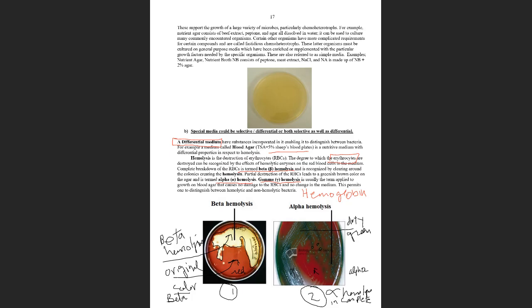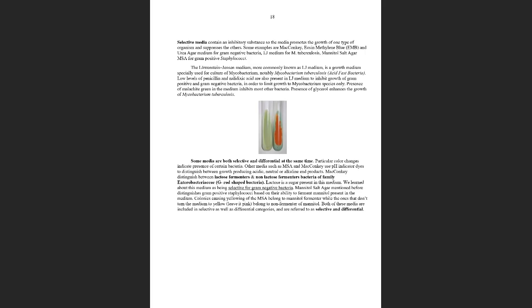So microbiologists have a whole list of bacteria that cause beta hemolysis, and they have a whole list of bacteria that only cause alpha hemolysis. So this can help us differentiate bacteria based on hemolysis. Any question on this? Okay, nope. Moving on.